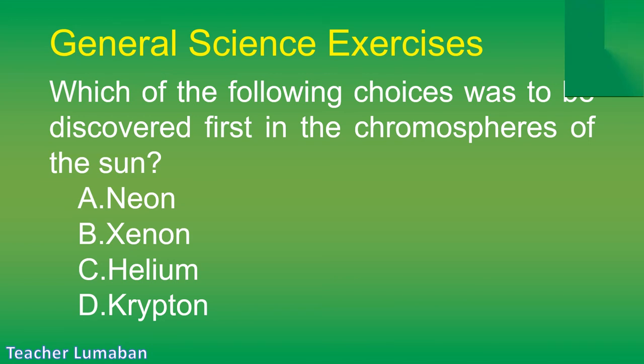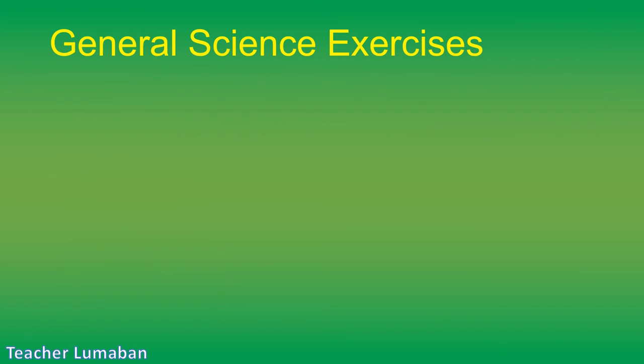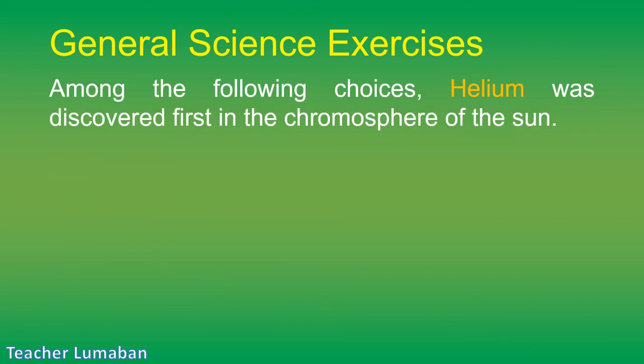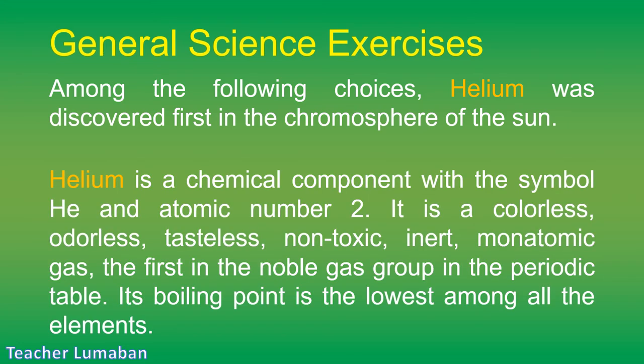The correct answer is letter C, helium. Among the following choices, helium was discovered first in the chromosphere of the Sun. Helium is a chemical element with the symbol He and atomic number 2. It is a colorless, odorless, tasteless, non-toxic, inert, monatomic gas, the first in the noble gas group in the periodic table. Its boiling point is the lowest among all the elements.